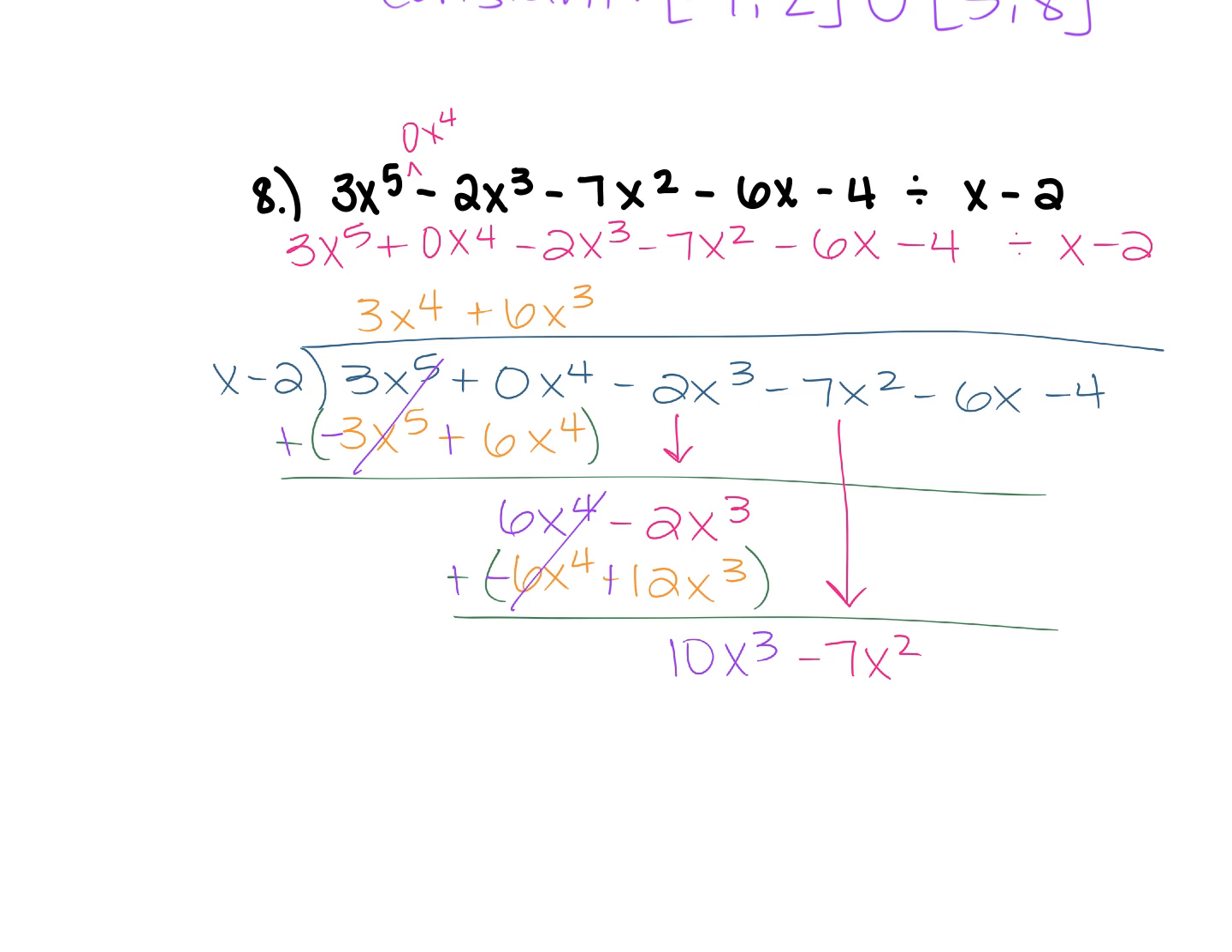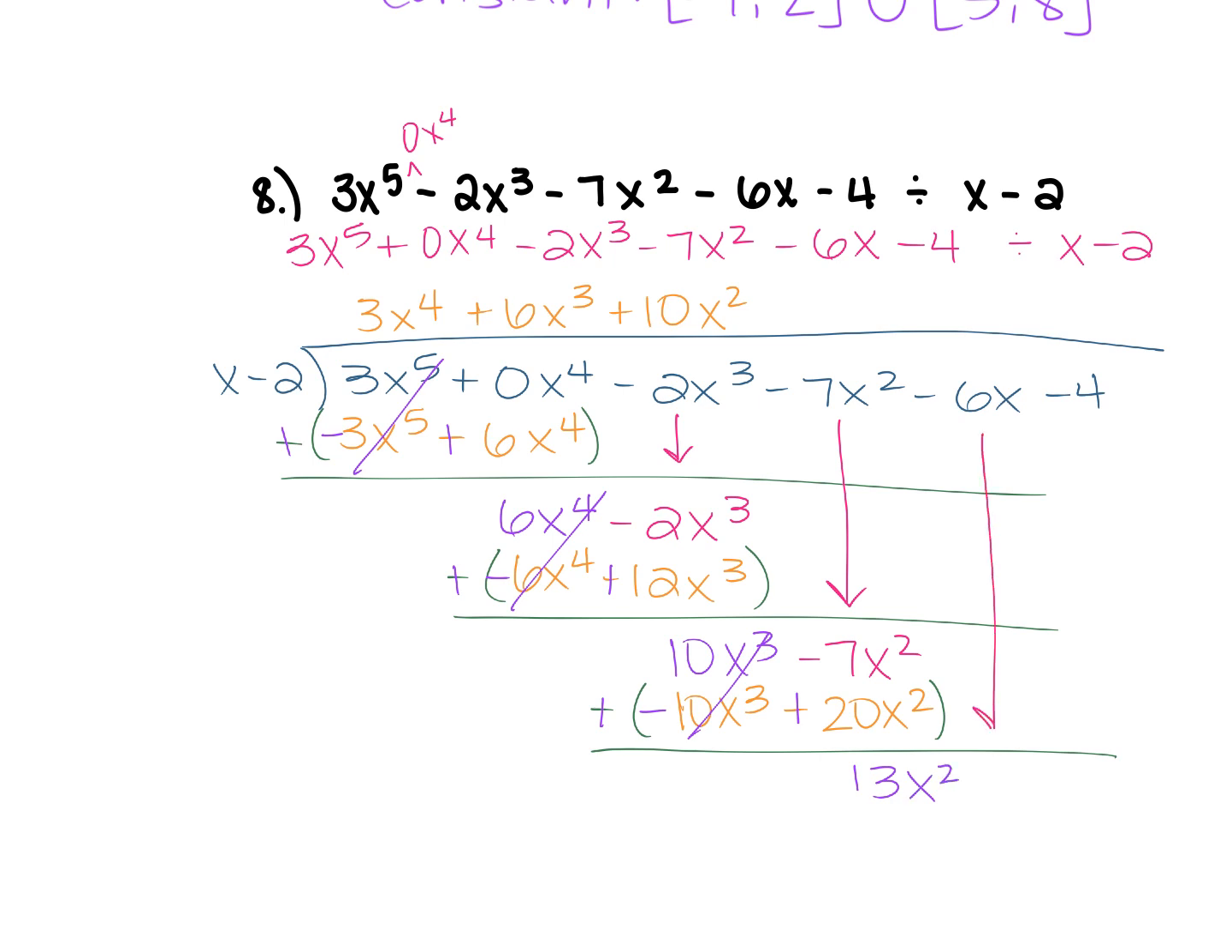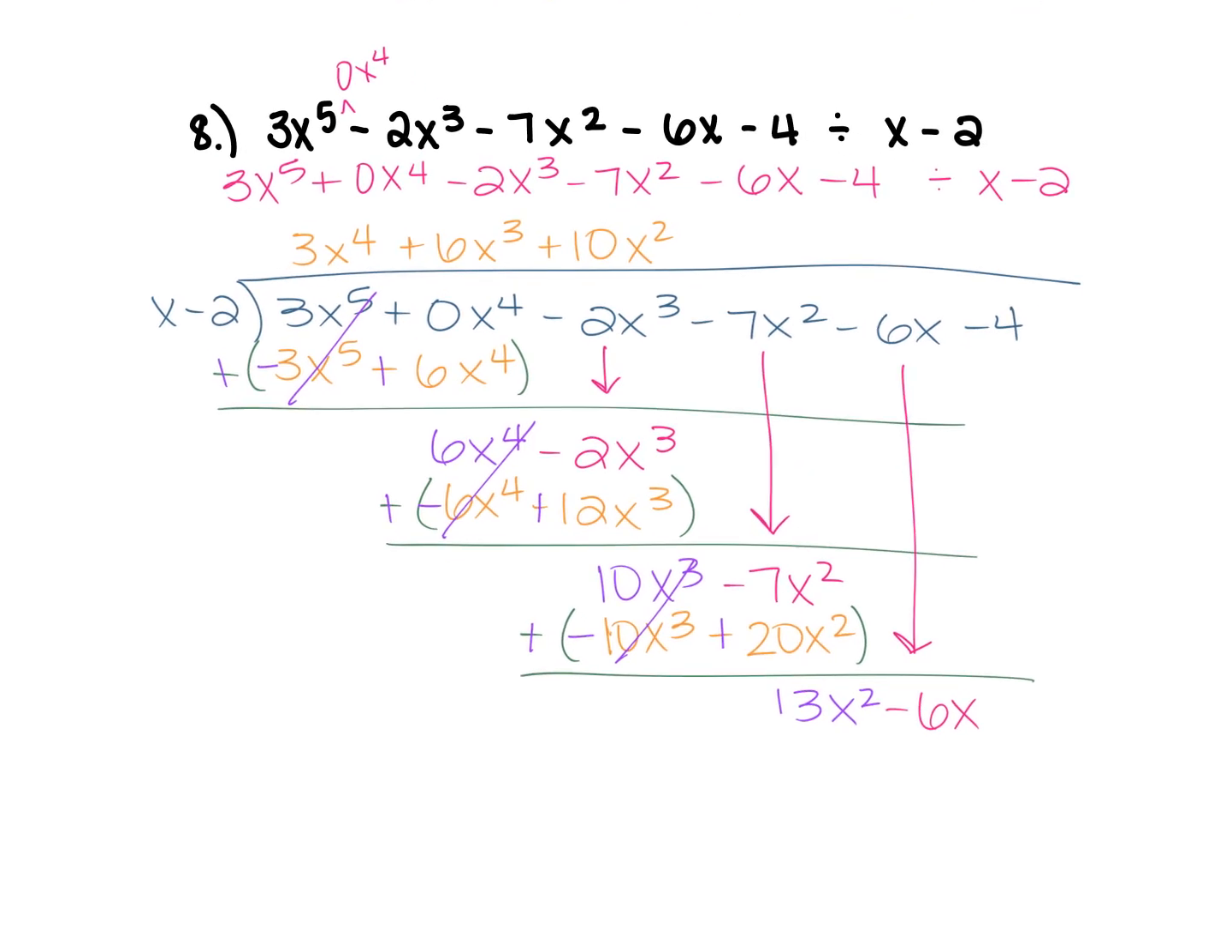From here, x times 10x squared is the 10x cubed. So it's going to give us 10x cubed minus 20x squared. We subtract these, distribute your negatives, change the sign on everything. We're left with 13x squared. We bring down your next term, which is negative 6x. We ask ourselves, x times what is 13x? That is 13.